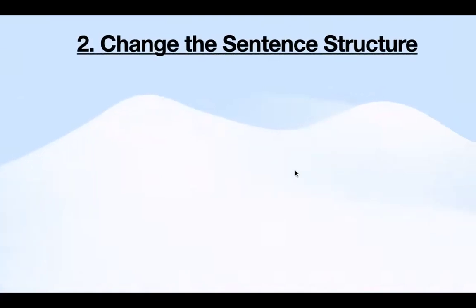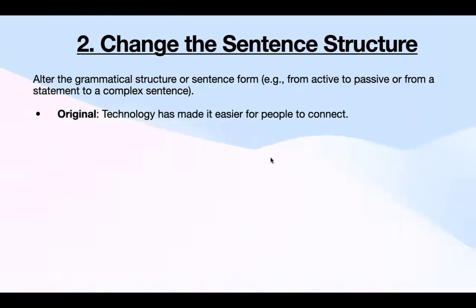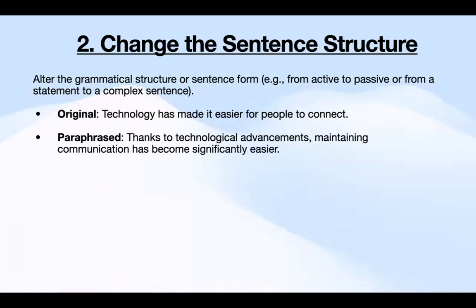Next, change the sentence structure. Change the sentence structure means alter the grammatical structure or sentence form, for example, from active to passive or from a statement to a complex sentence. For example, technology has made it easier for people to connect. Now I can change the structure. I can write technology at the end, maybe people or connection in the beginning, right? This is what is called sentence structure. You can change from active to passive or from passive to active. For example, thanks to technological advancements, maintaining communication has become significantly easier. So connection is now written in the beginning.